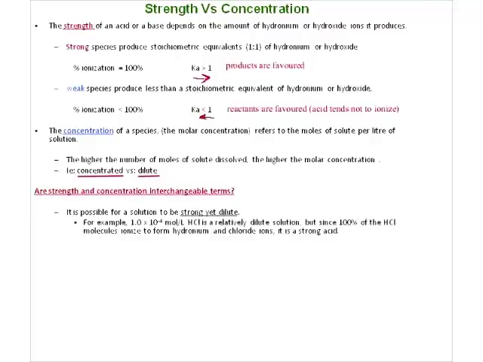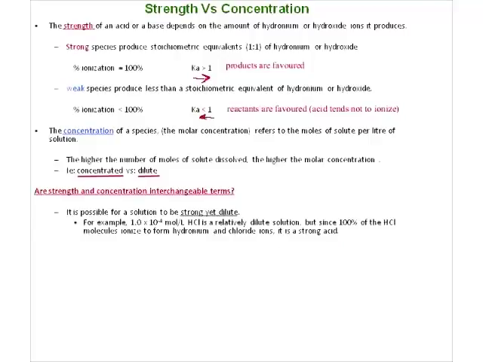So here's an example then. We would say that if the concentration of hydrochloric acid was 1 times 10 to the minus 4, that's not very much. That's 0.0001 moles per liter. Then it's a strong acid because it's hydrochloric. It's 100% ionized. But because the concentration is so small, we would refer to it as dilute.